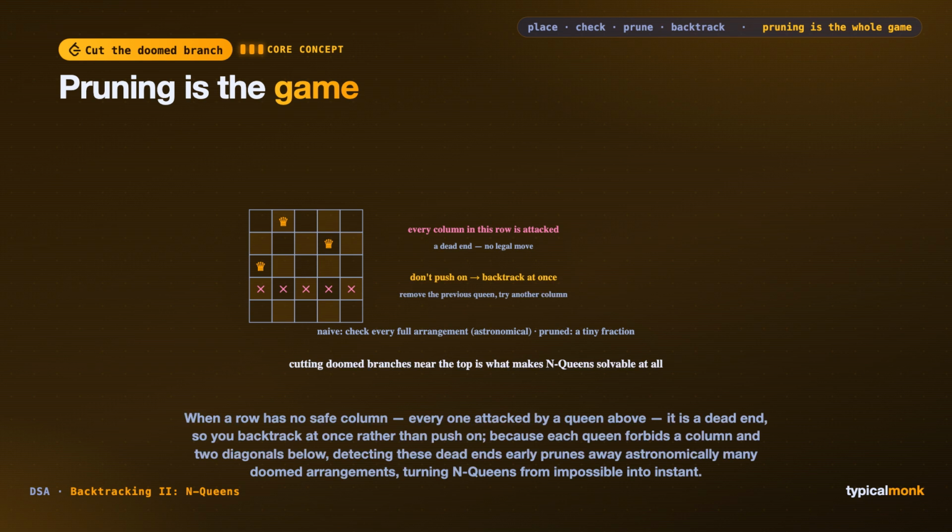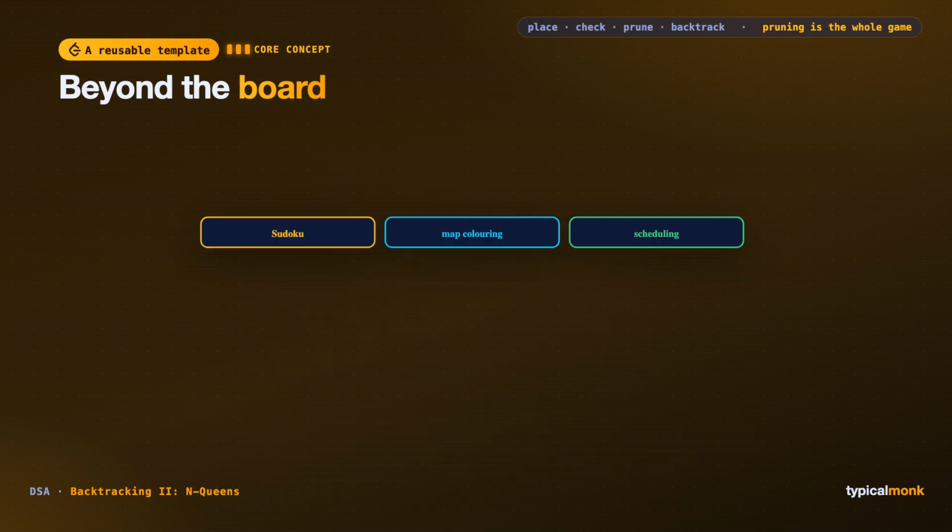Here, it is everything. So the takeaway: when a row has no safe column, you backtrack at once rather than pushing on. And because each queen forbids a column and 2 diagonals below it, detecting these dead ends early prunes away astronomically many doomed arrangements, which is precisely what turns n queens from impossible into instant. The real prize of learning n queens is not the chessboard.